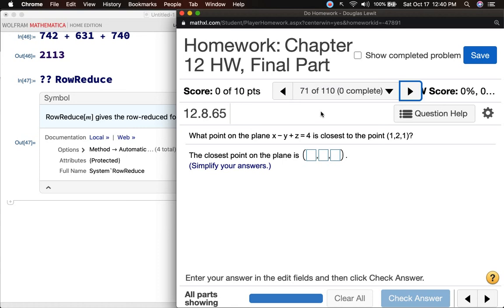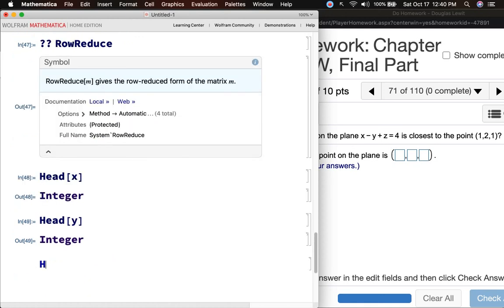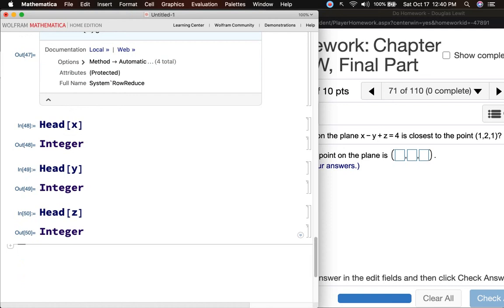Problem 71 in your third Chapter 12 homework assignment: What point on the plane x minus y plus z is equal to 4 is closest to the point x is 1, y is 2, z is 1? First of all, if I'm going to start playing around with x, y, and z, I need to clear those variables. What is x? X is an integer. What is y? Y is an integer. What is z? Z is an integer. That's not good.